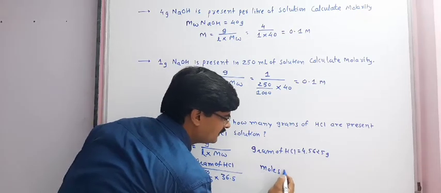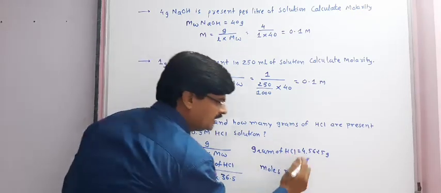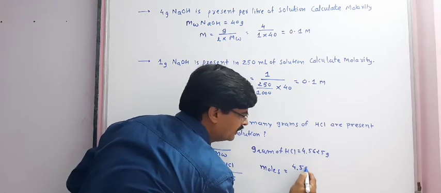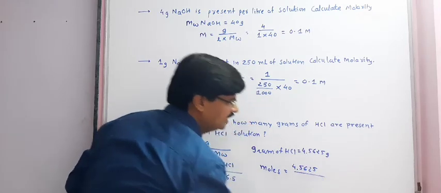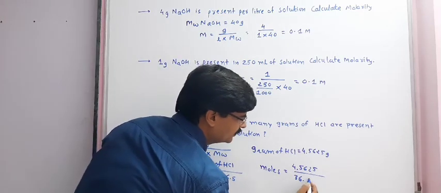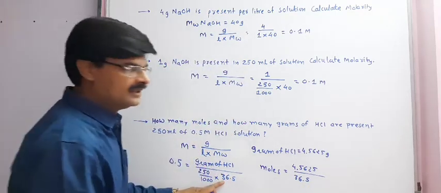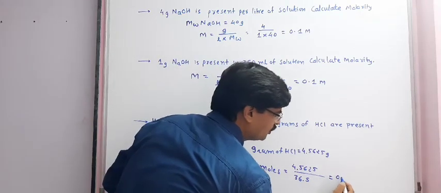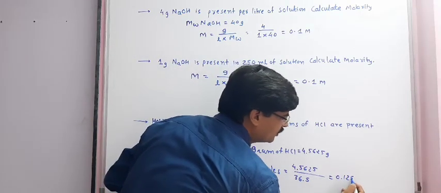Moles is equal to given gram of HCl, 4.5625 divided by its molar mass 36.5. On cancellation, we will get moles of HCl to be 0.125 mole.